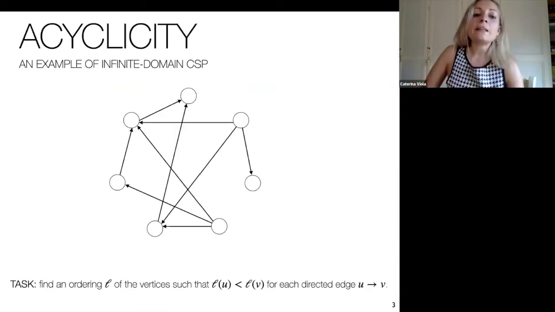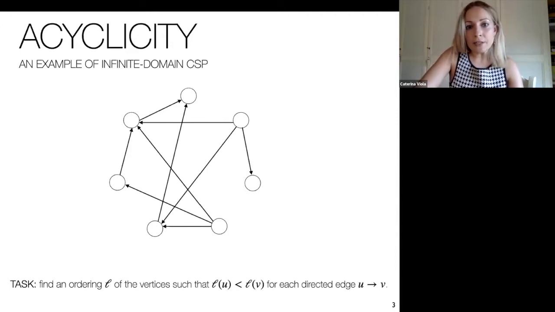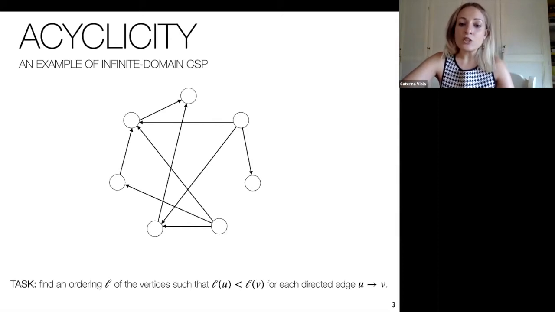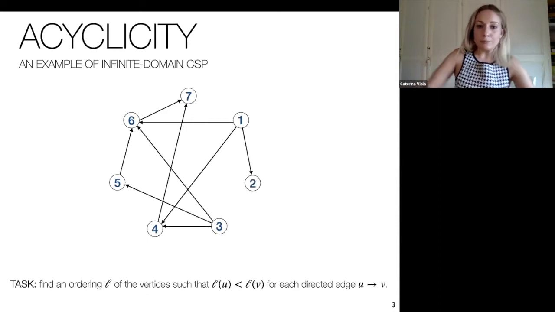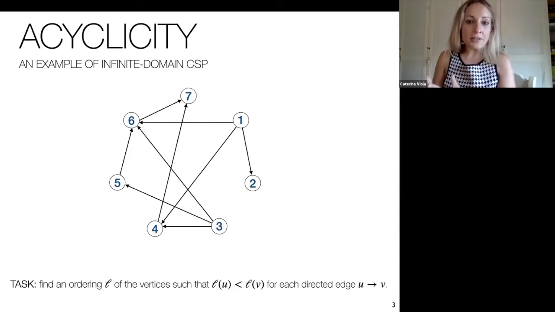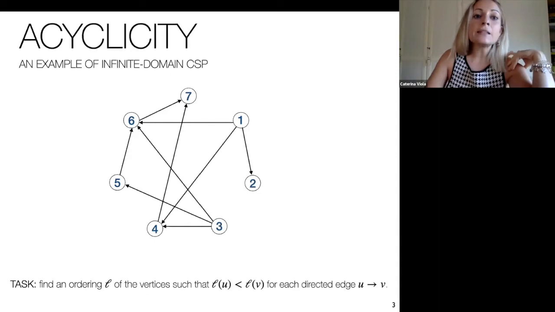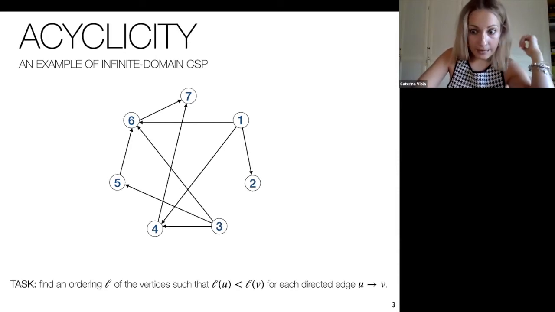So now I will motivate these extensions of the notion of CSP with some examples, and I will give you the formal definitions. So we start with an example of infinite domain CSP, which is the acyclicity problem. We are given a directed graph, and the task is to find an ordering L of the vertices such that L of U is smaller than L of V for each directed edge U to V. So as you can see, for a particular graph, that is for a particular instance of the acyclicity problem, the size of the domain is bounded by the size of the set of the vertices of the graph. However, we want to have an algorithm which works for every instance of the acyclicity problem. And this is why we can formalize this problem as a CSP only by allowing the domain to be an infinite set.